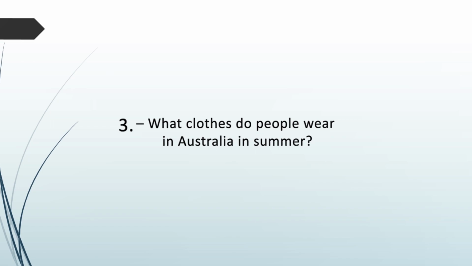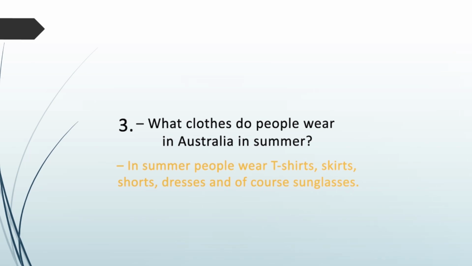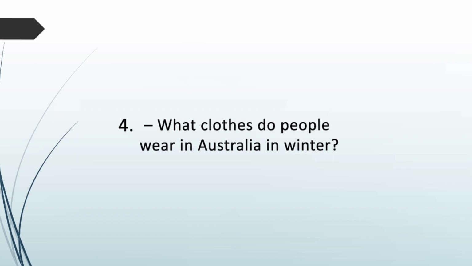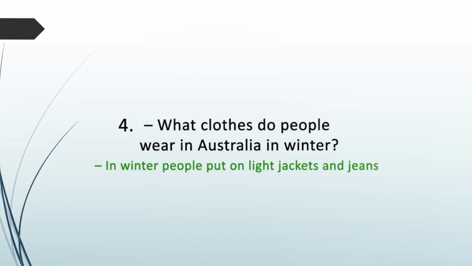3. What clothes do people wear in Australia in summer? In summer, people wear t-shirts, skirts, shorts, dresses, and of course sunglasses. 4. What clothes do people wear in Australia in winter? In winter, people put on light jackets and jeans.